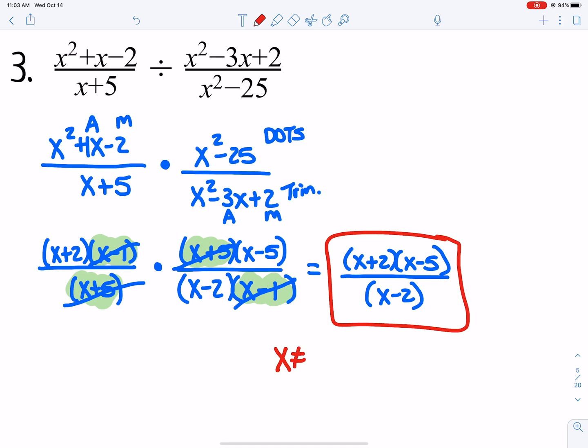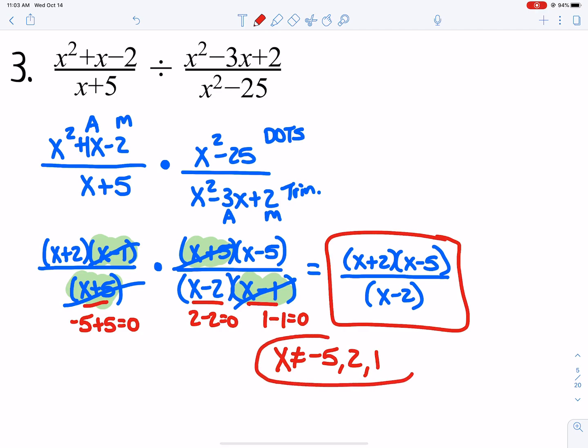And then x cannot equal what would make these factors that are in our denominator equal to 0. So if we have x plus 5, x cannot equal negative 5. If we have x minus 2, x cannot equal 2, and x minus 1, so x cannot equal 1. Because negative 5 plus 5 would equal 0, and that's not possible. And 2 minus 2 would equal 0, so that's not possible. And 1 minus 1, those would equal 0, and those are not possible. So we just write that x cannot equal those 3 numbers. Okay, so that's it for dividing rational expressions.